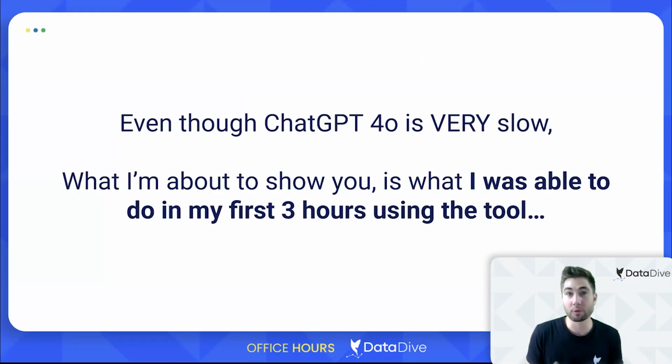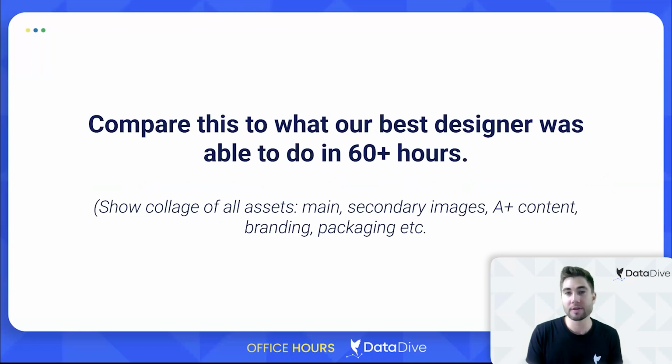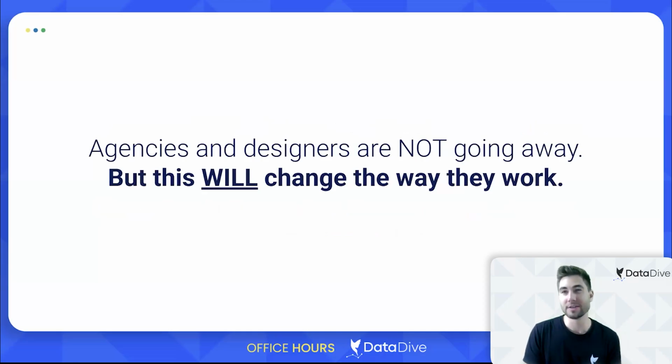And so I wanted to give everyone a real-world comparison and show you what I was able to do in my first 2.5 to 3 hours, my very first time using the tool. And then I'm going to benchmark that against what our designer was able to do in a 60-hour case study. If you've seen that previous example with the kids' binoculars, our best designer, Matthias, spent 60 hours creating main images, secondary images, A+ content, branding, a little bit of packaging, pretty much everything for the listing. And I'm going to show you what I was able to create in just a few minutes using ChatGPT. And this was all over, like I said, a period of about 2.5 to 3 hours.